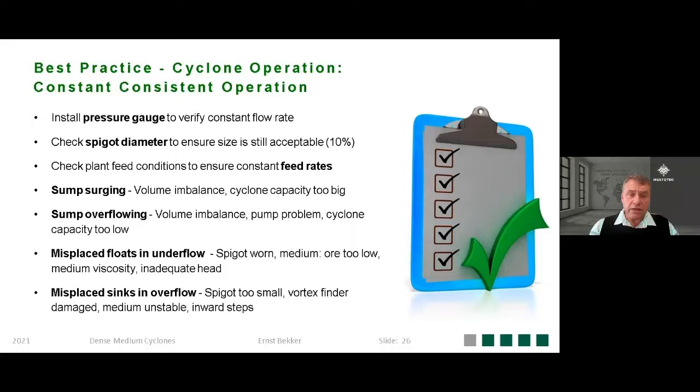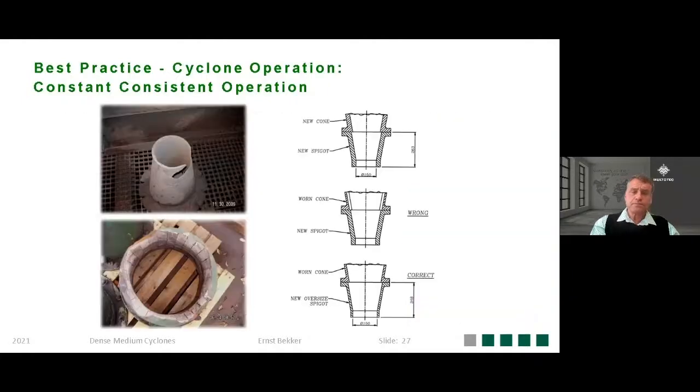Misplaced floats to the underflow. That's when you have a worn spigot. Too low media to ore ratios, your medium viscosity or inadequate operating head, like Frikkie was saying. And then misplaced sinks, that's going to the overflow. That's when your spigot can be too small. Your vortex finder can be damaged. People don't always think about this. Your media can become unstable, or you can have inward steps in the unit itself.